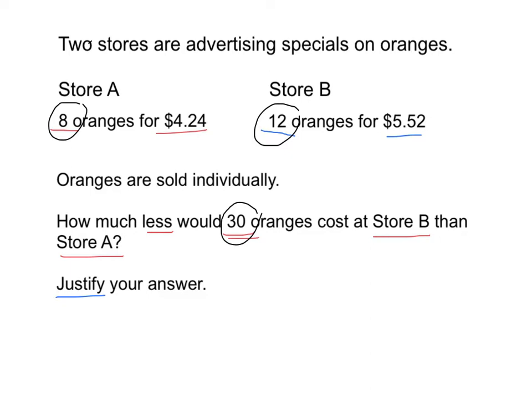Which store do you think sells the oranges for a cheaper price? Well, let's look at the question again. It says how much less would the oranges be at Store B? So the question already tells us that Store B is actually cheaper, but we need to prove that.